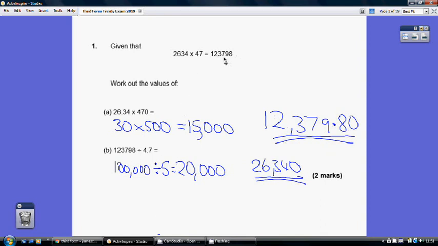Now part B, the same idea. We've got these digits divided by these digits, giving us these digits. So our answer is going to be 2634, and it's just a question of where we put the decimal point or add some zeros. So let's estimate this. 123,798 to one significant figure is 100,000. 4.7 is 5. 100,000 divided by 5 gives us 20,000. So where are we going to put the decimal point or add zeros with these four digits in order to get an answer of roughly 20,000? Well, we're going to be adding a zero to give us 26,340.